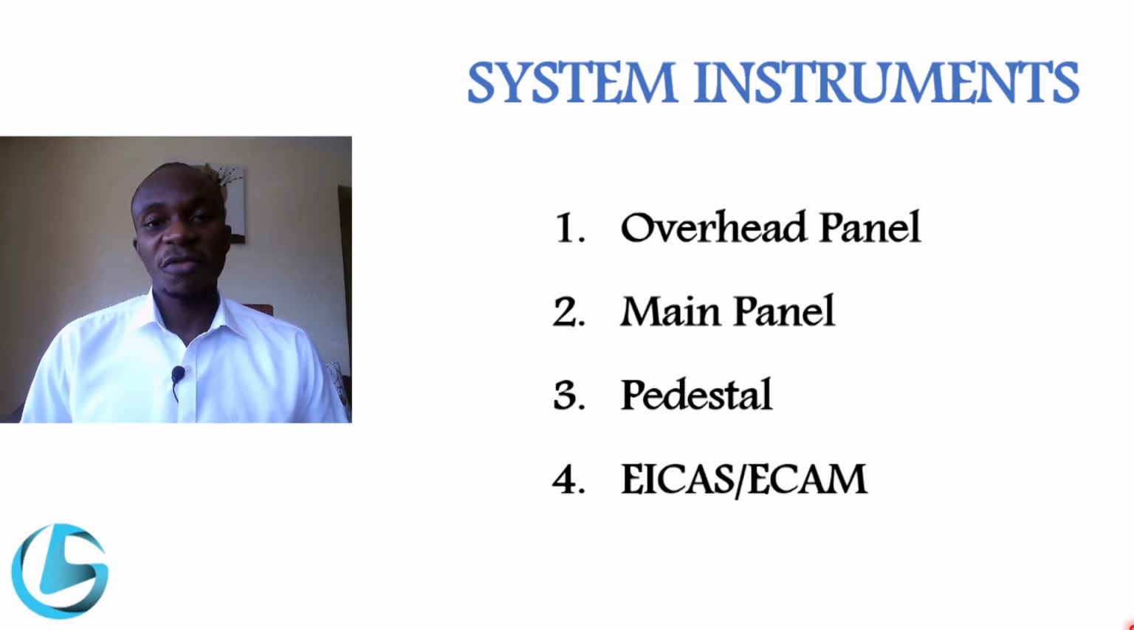In modern aircraft, the indication is through the ECAS on some aircraft, and on some other aircraft is called ECAM. ECAS is engine indicating and crew alerting system. And on some aircraft that are fitted with the ECAM, it is electronic centralized aircraft monitoring system. So we'll start by looking on the analog indicators that are found on an aircraft.